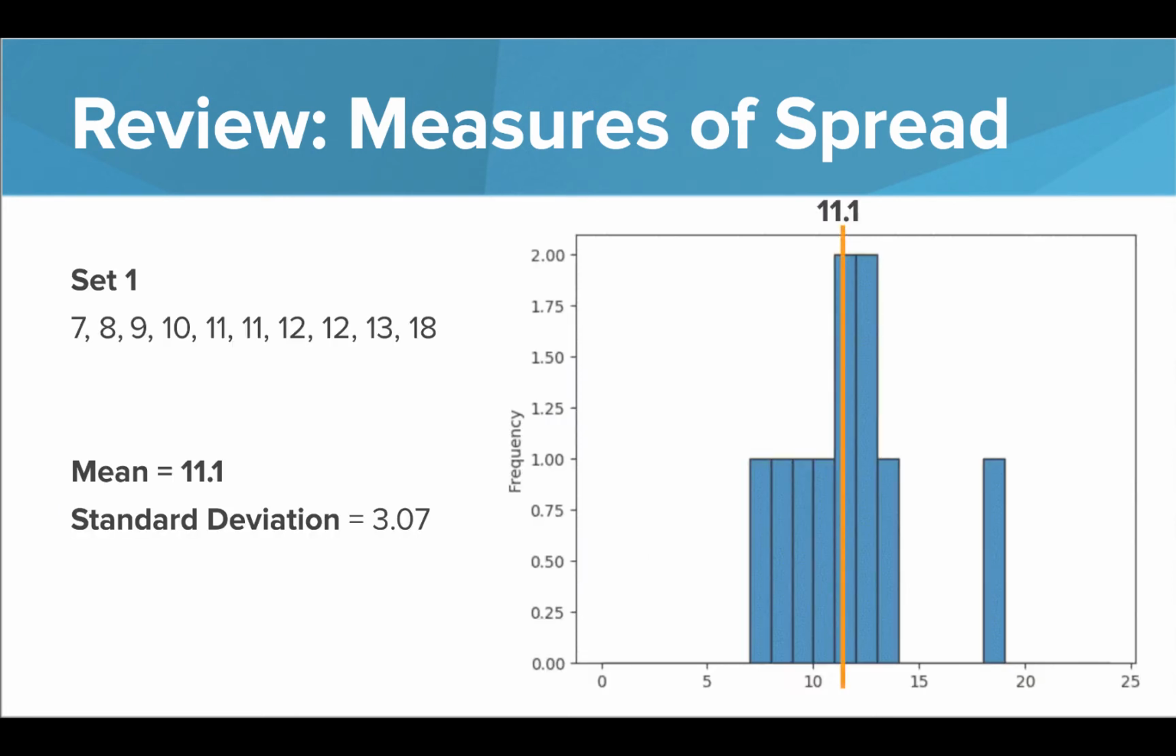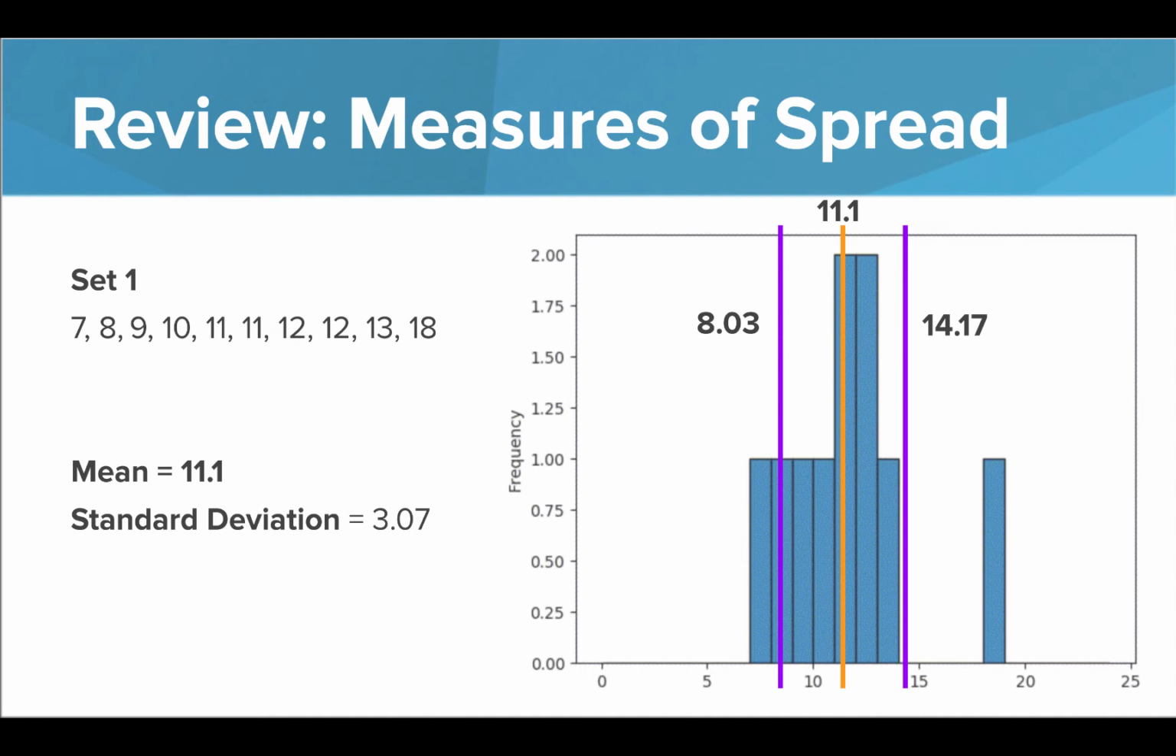The orange line represents the mean. The purple line to the right is the mean plus 1 standard deviation. This would be 11.1 plus 3.07, which equals 14.17. The purple line to the left is the mean minus 1 standard deviation, which equals 8.03. We can clearly see here that most of the data values lie in between these two purple lines.